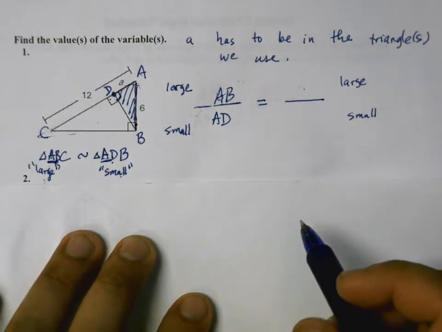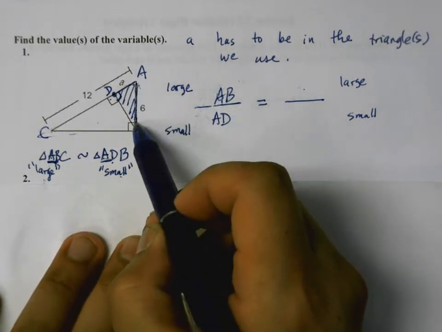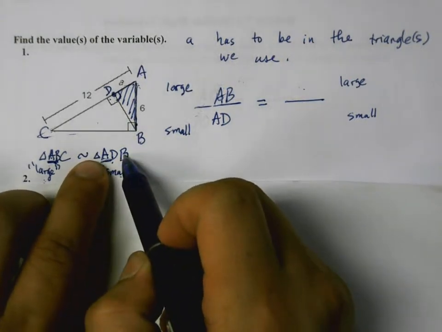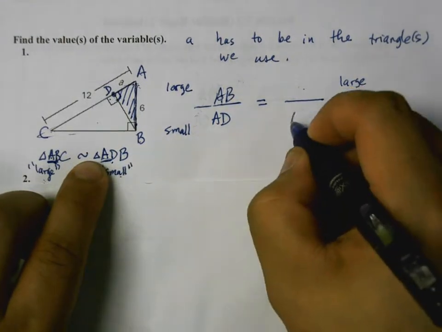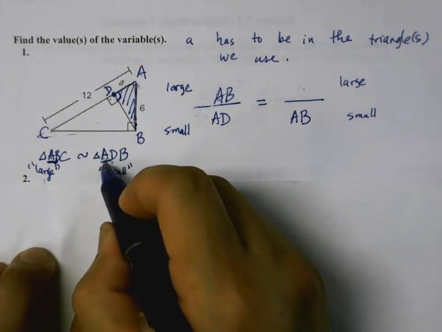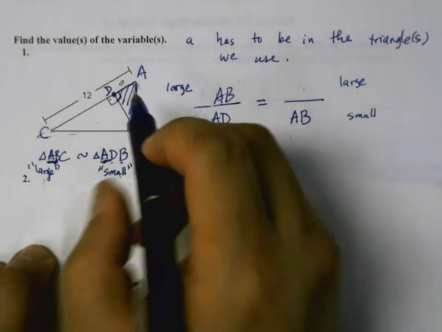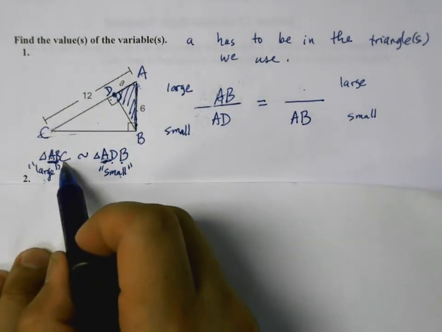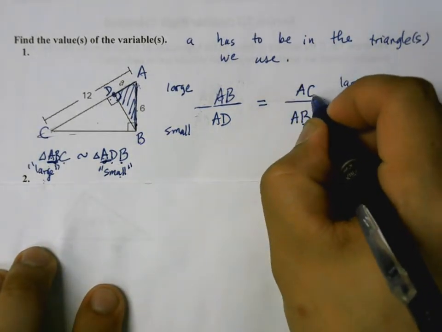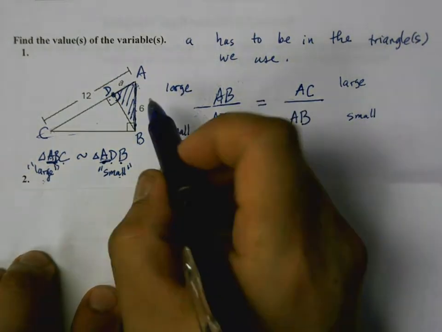And I'm going to take advantage of the fact that AB is a part of the small triangle as well. If you look here, I have letters A and B, that's also part of the small triangle. So I'm going to put AB down here. And then if we're comparing AB as part of the small one, you can see it's the hypotenuse of the small one. Then that must match up with AC on the large triangle. So put AC in there.